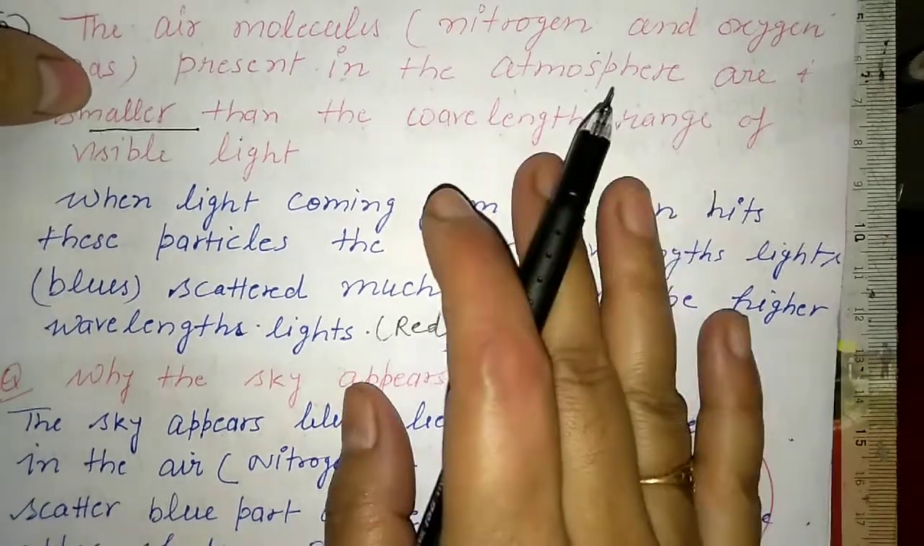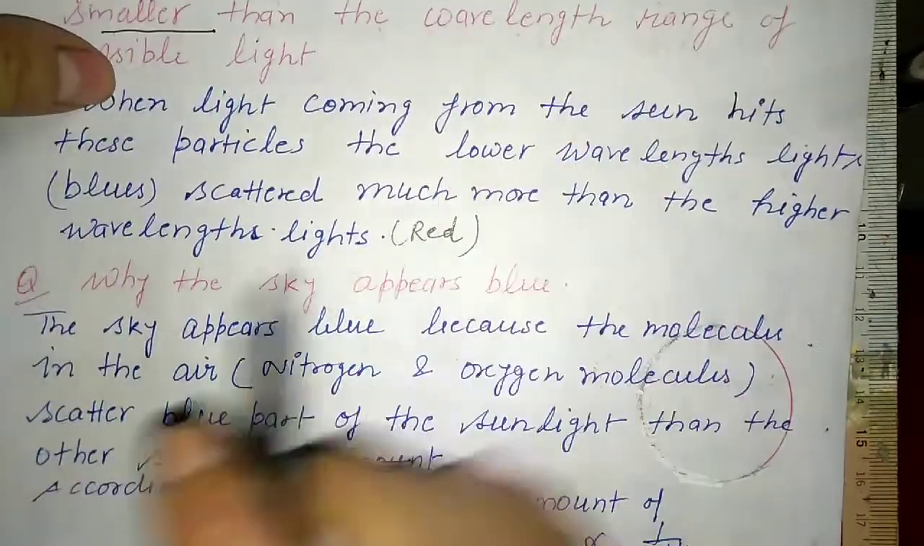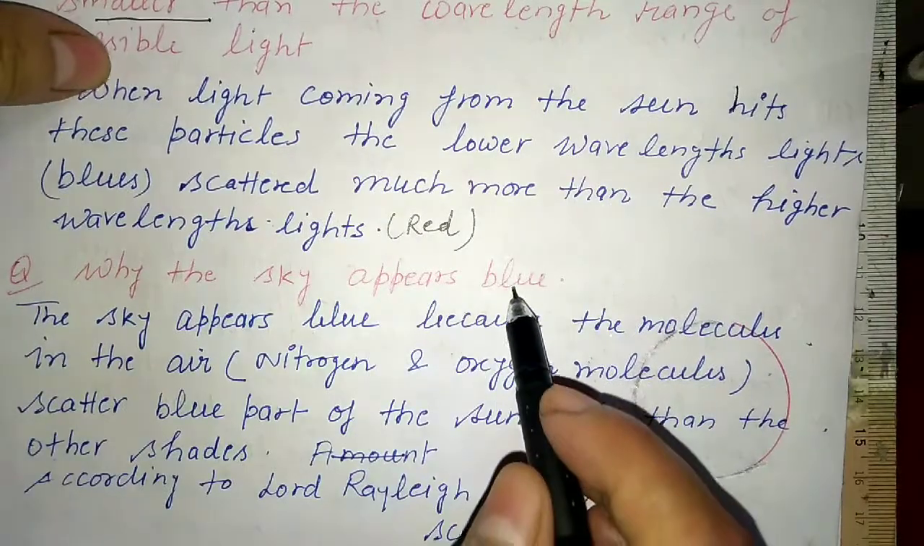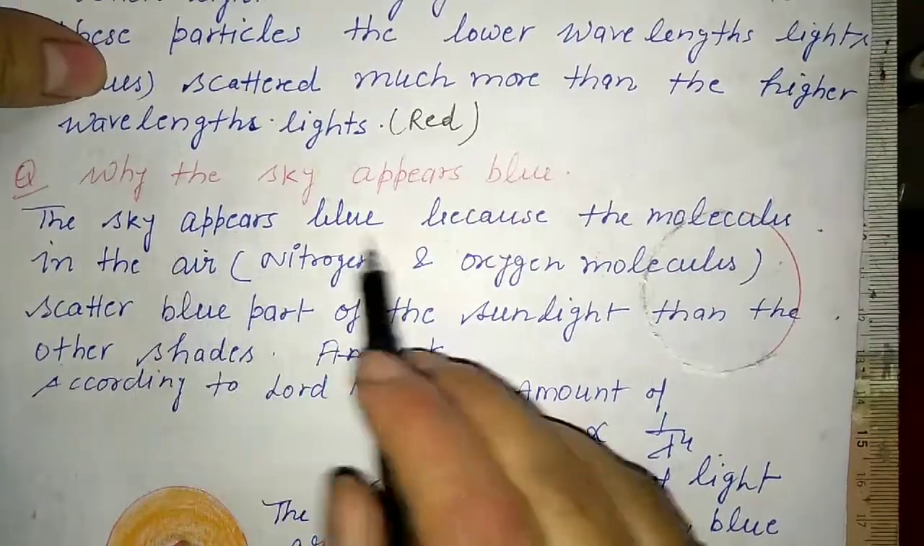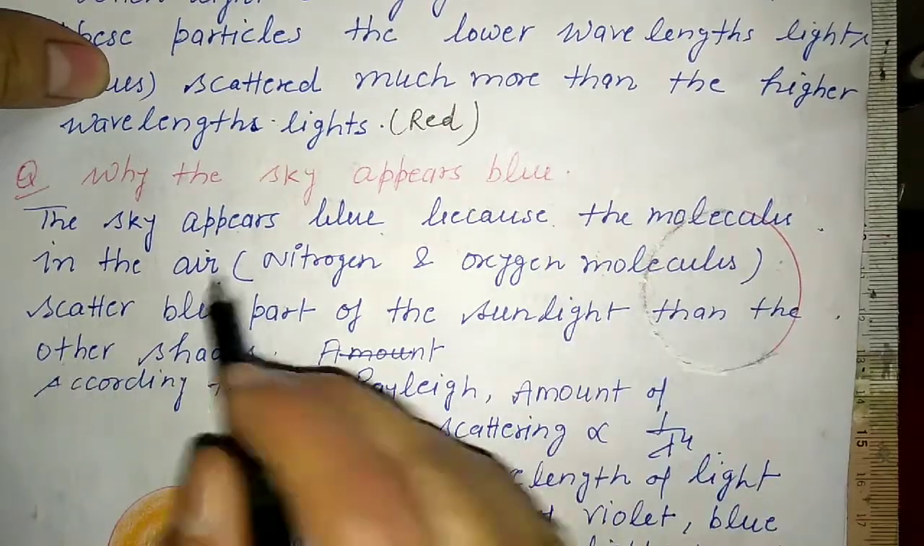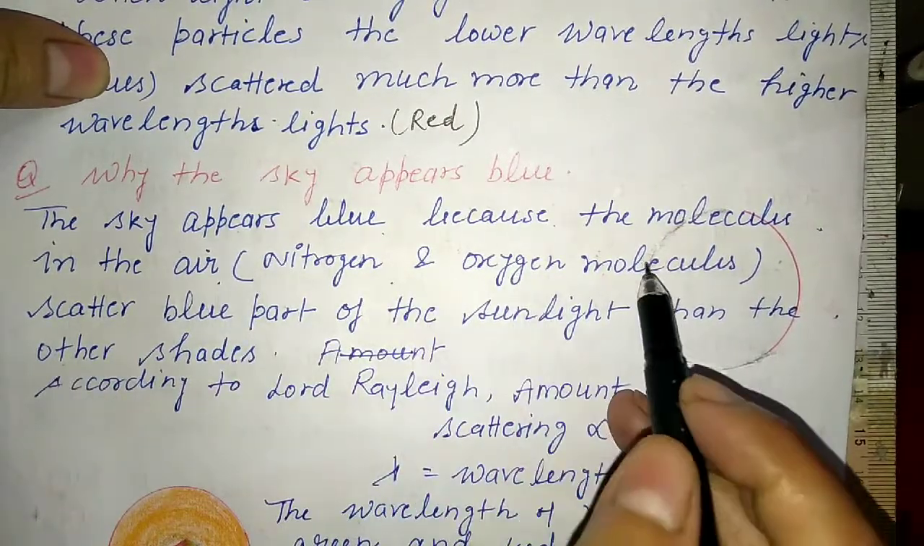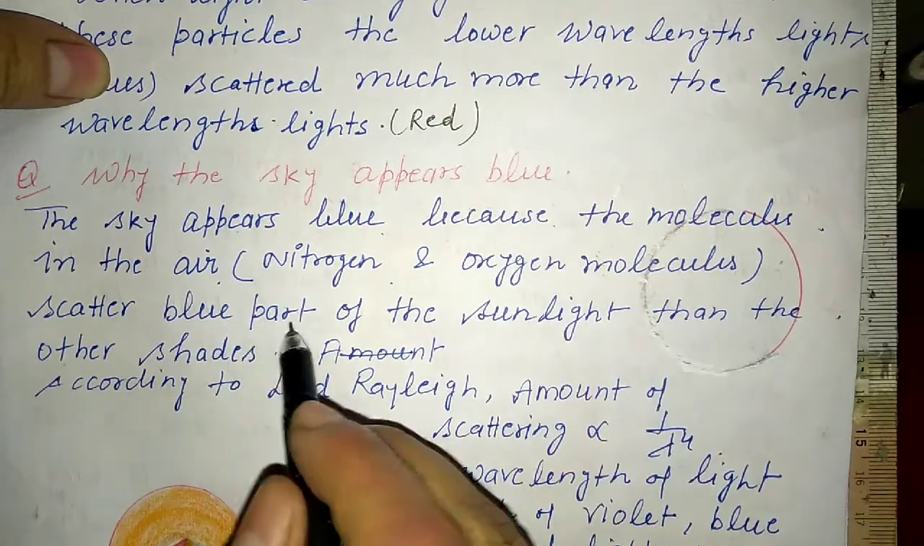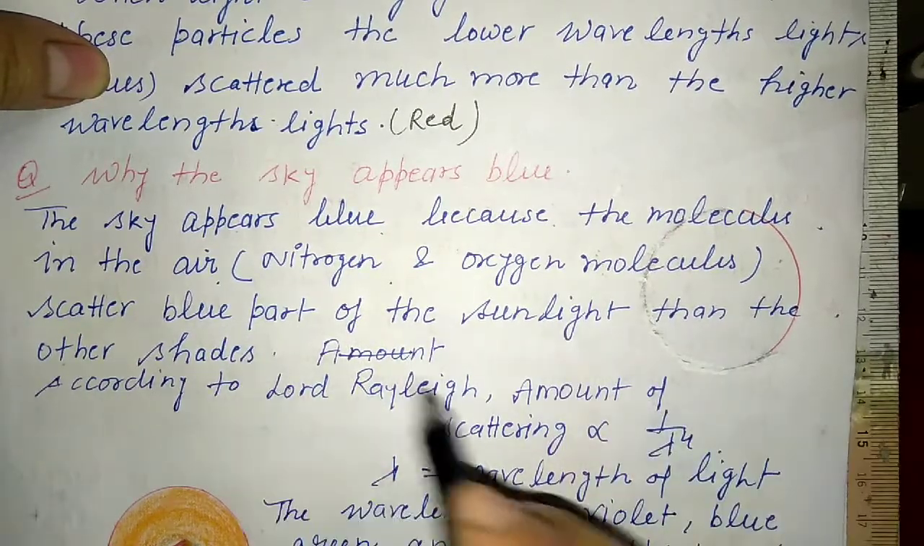So on behalf of this, one question arises here: why does the sky appear blue? The sky appears blue because the molecules in the air, that is nitrogen and oxygen molecules, scatter the blue part of the sunlight more than the other shades.